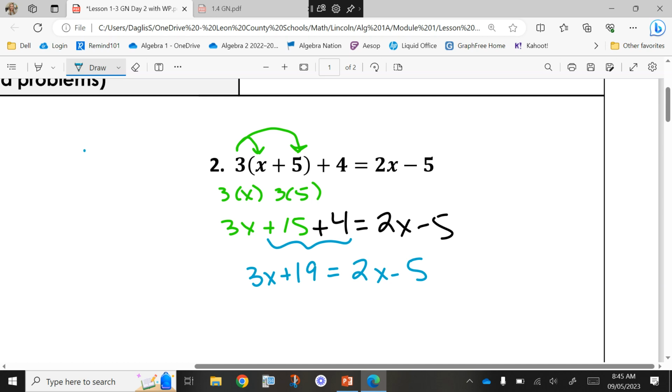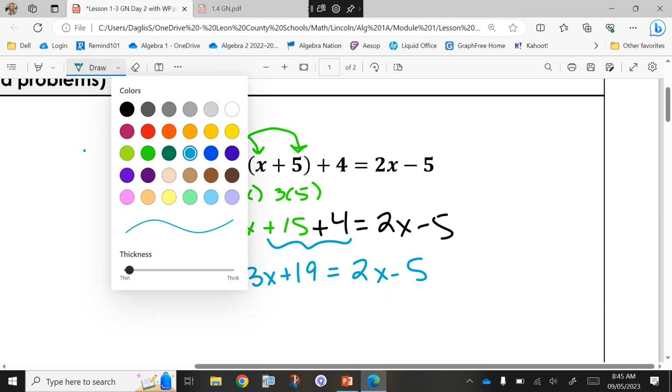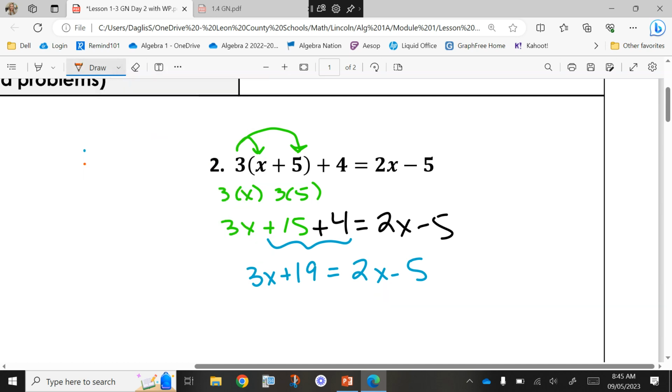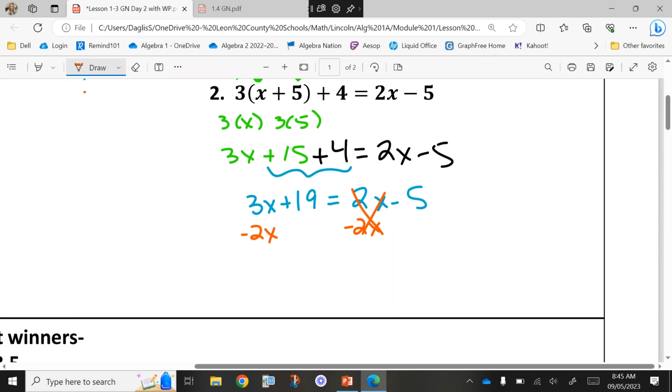Now I can finally move variables and constants to the other side. Which one would you like to move first? The 2x. How are we going to move it? And what are we going to subtract it from? The 3x. Good. 3 minus 2 is just 1. Am I going to write 1x? We usually don't. If you did, are you wrong? No. If you really want to put that 1 right there, go for it. It would not be wrong. Okay, that'd be perfectly fine.